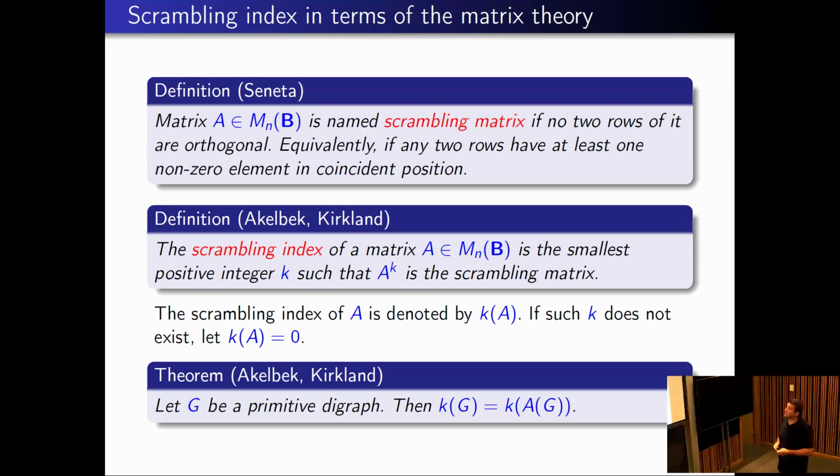The scrambling index here is the smallest degree such that you could get a scrambling matrix from the original matrix.